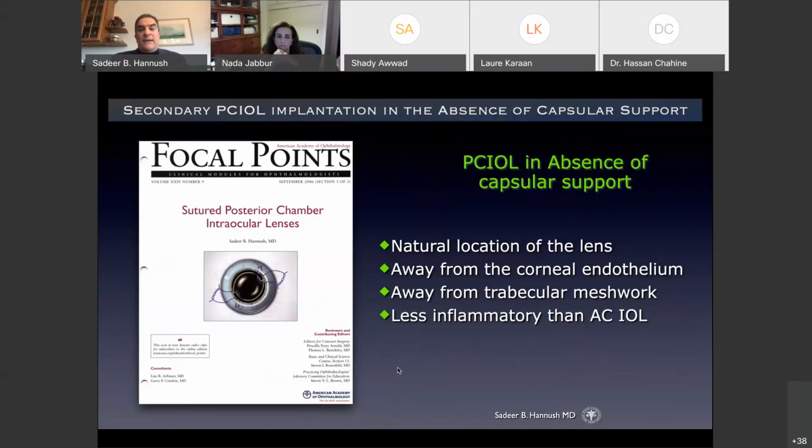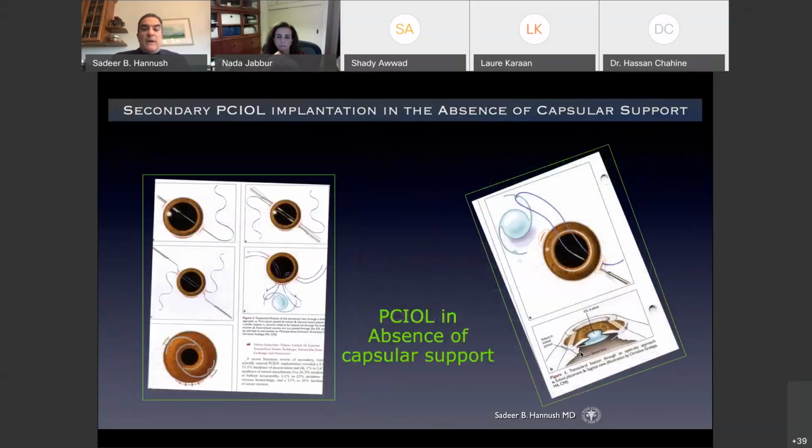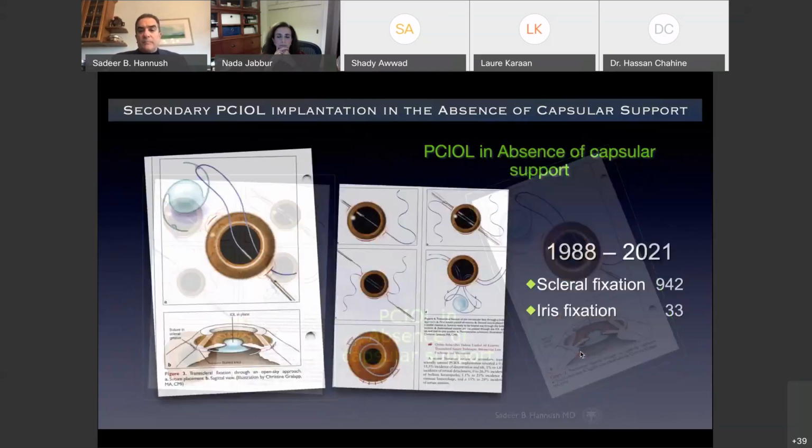But the idea here is, I always say to the residents, whether you're a creationist or an evolutionist, God or nature intended the lens to be behind the iris plane. Now, not everybody agrees with that, but if you believe that the lens belongs behind the iris plane, away from the corneal endothelium, away from the trabecular meshwork, and is less inflammatory than an ACIOL, then this is one technique. Obviously, you have the monograph, so you can look at it, and it nicely shows the different steps of how to do this.